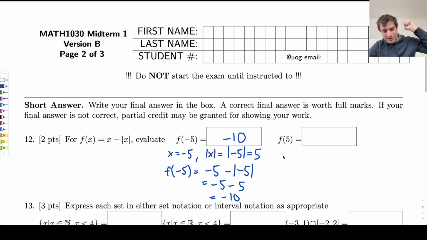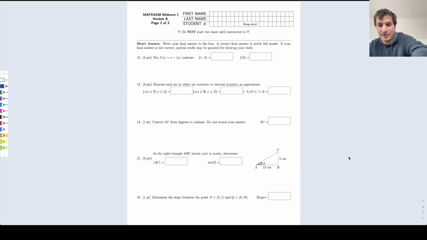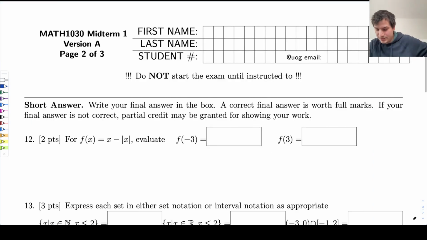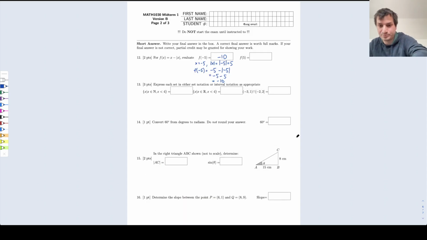I think even in the 230 class, somebody said, oh no, it's negative. It should be 10. But it's negative 10. That's the right thing. And the other version of the exam had the exact same thing, but with negative 3 instead of negative 5. So same idea. The final answer there is negative 6 instead of negative 10. It's twice the input.